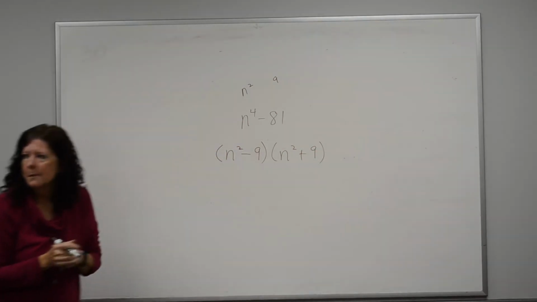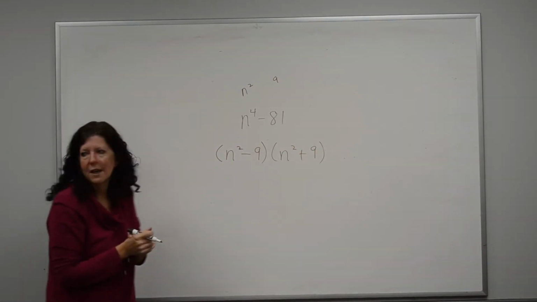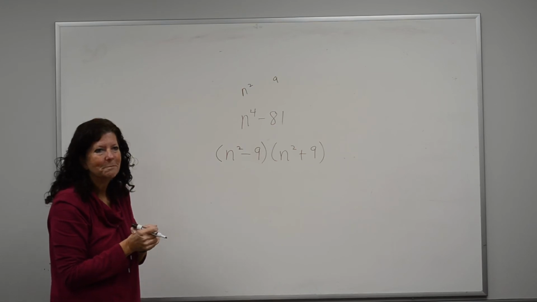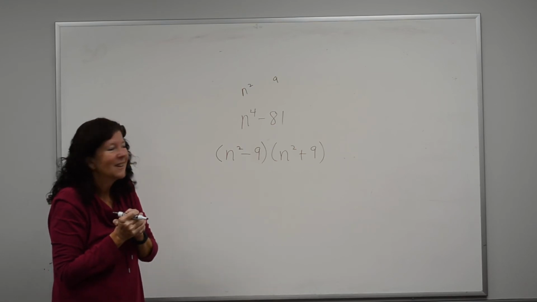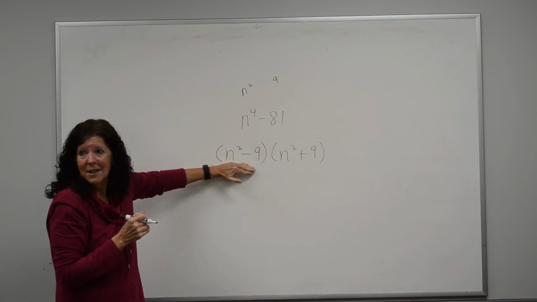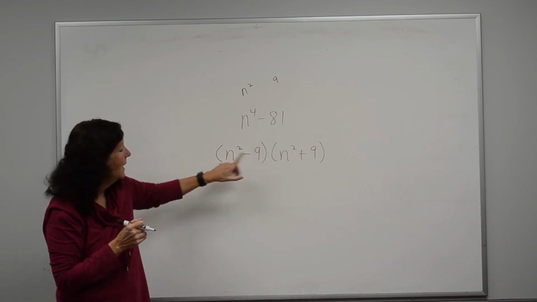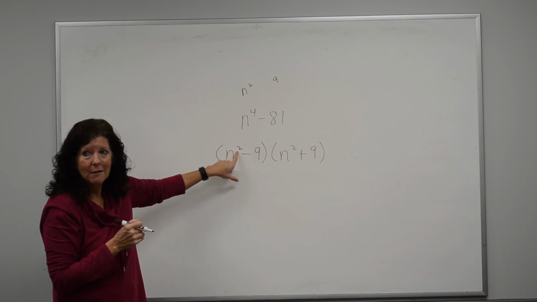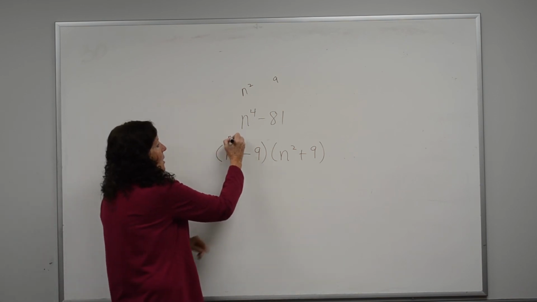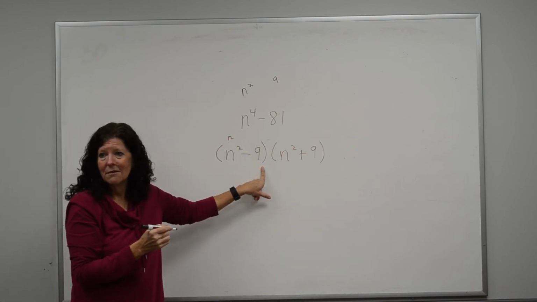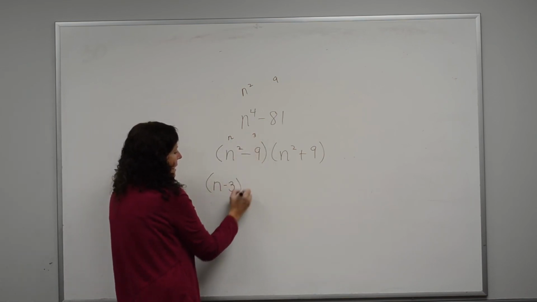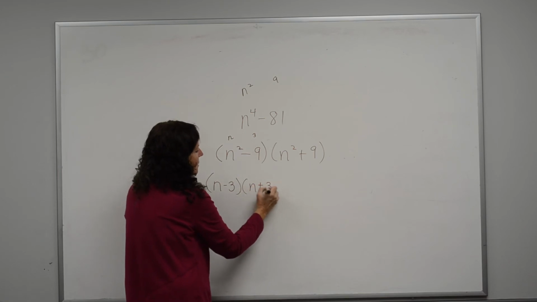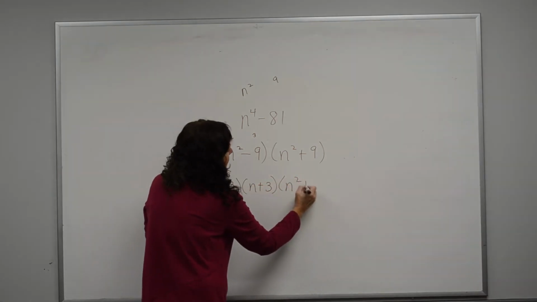Am I done? What else can I do? I agree you're not done. Okay, so don't let me throw you off here. That n squared minus 9 is a difference of squares. Can I take the square root of n squared? And can I take the square root of 9? 3. So I can write this as n minus 3 times n plus 3 times n squared plus 9.